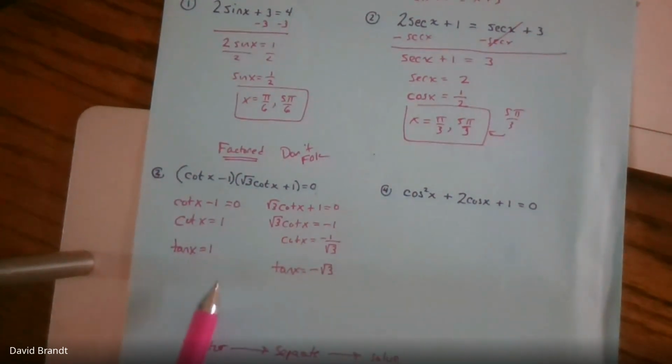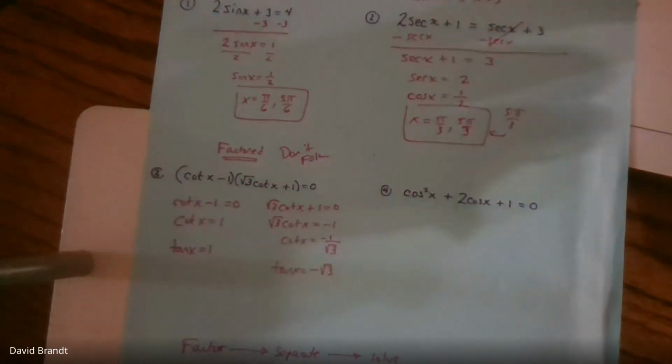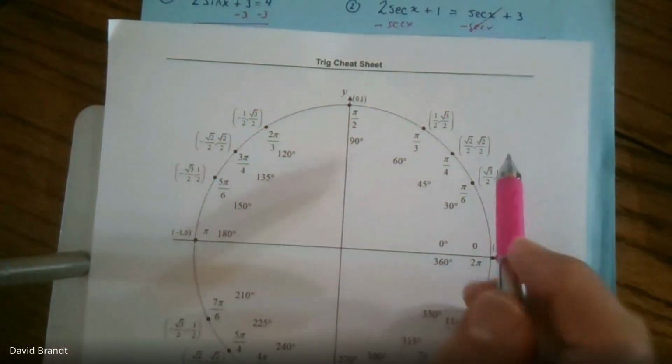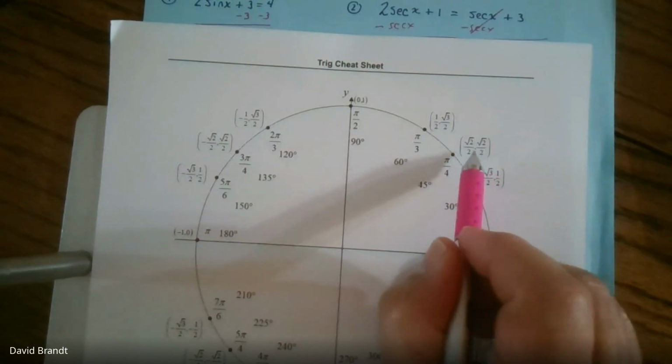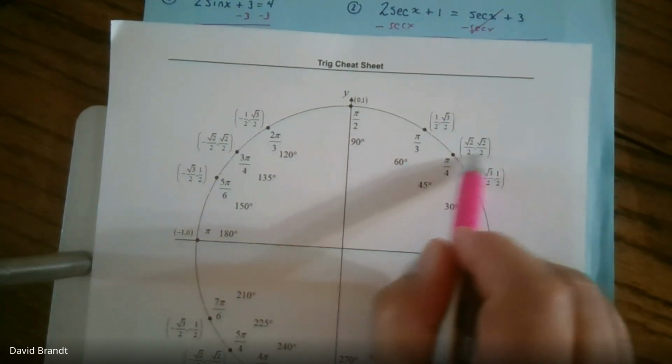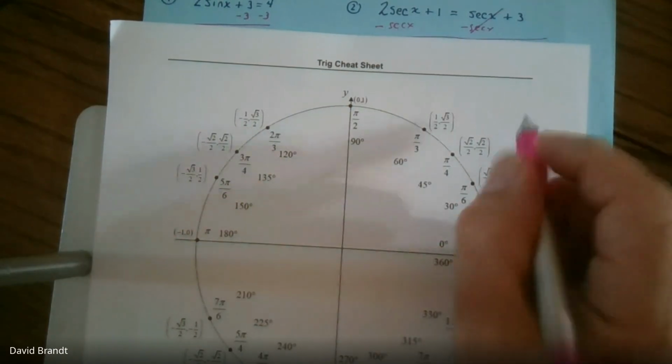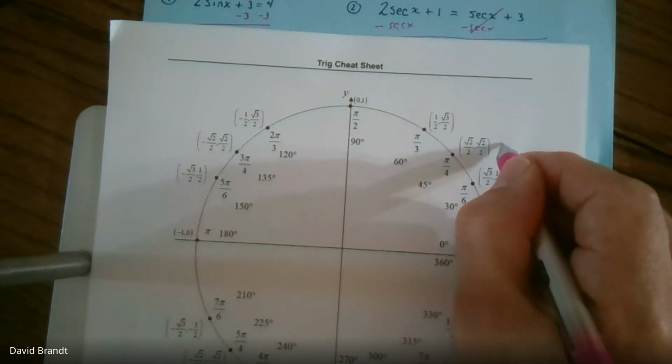Now we're ready to find our answers on the unit circle. All right. This one's going to have 2 answers. This one's going to have 2 answers. All right. So let's look at our unit circle. Where's tangent equal to 1? Tangent is equal to 1 when the sine and the cosine, or the y and the x, are the same number and same sign.